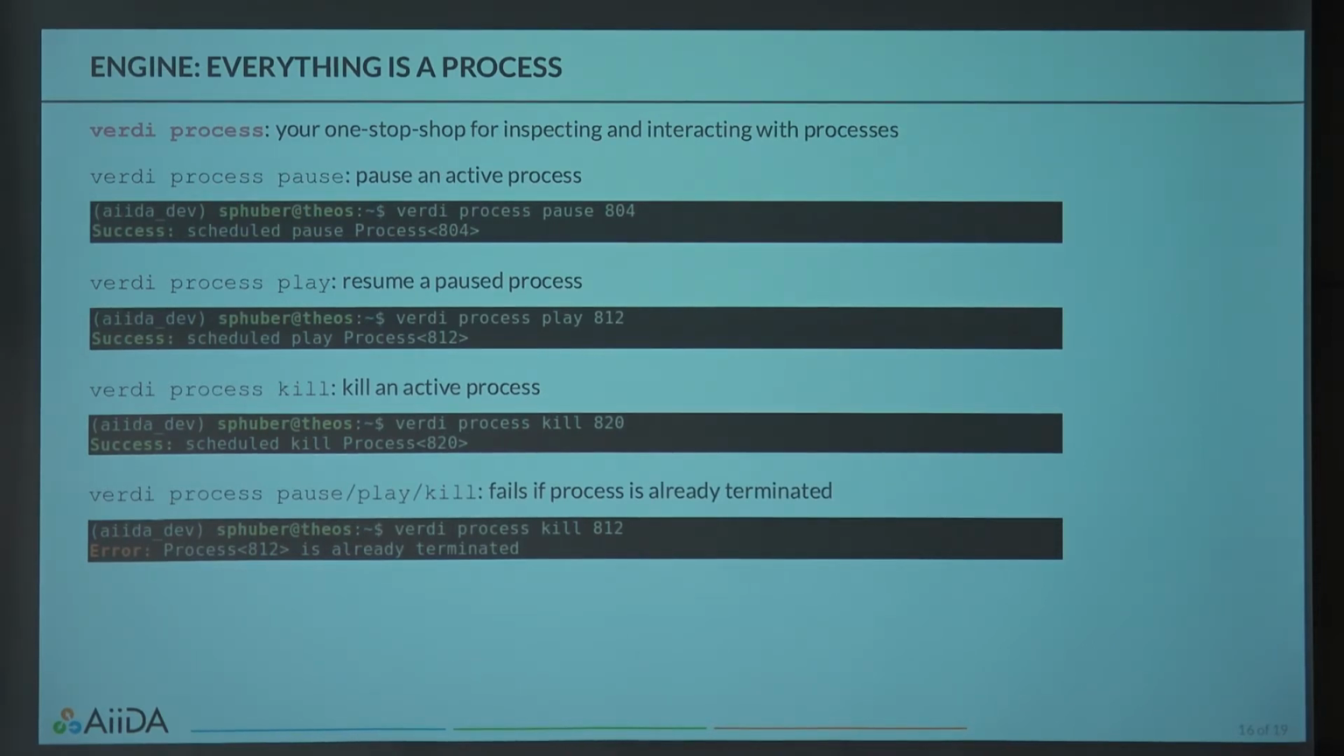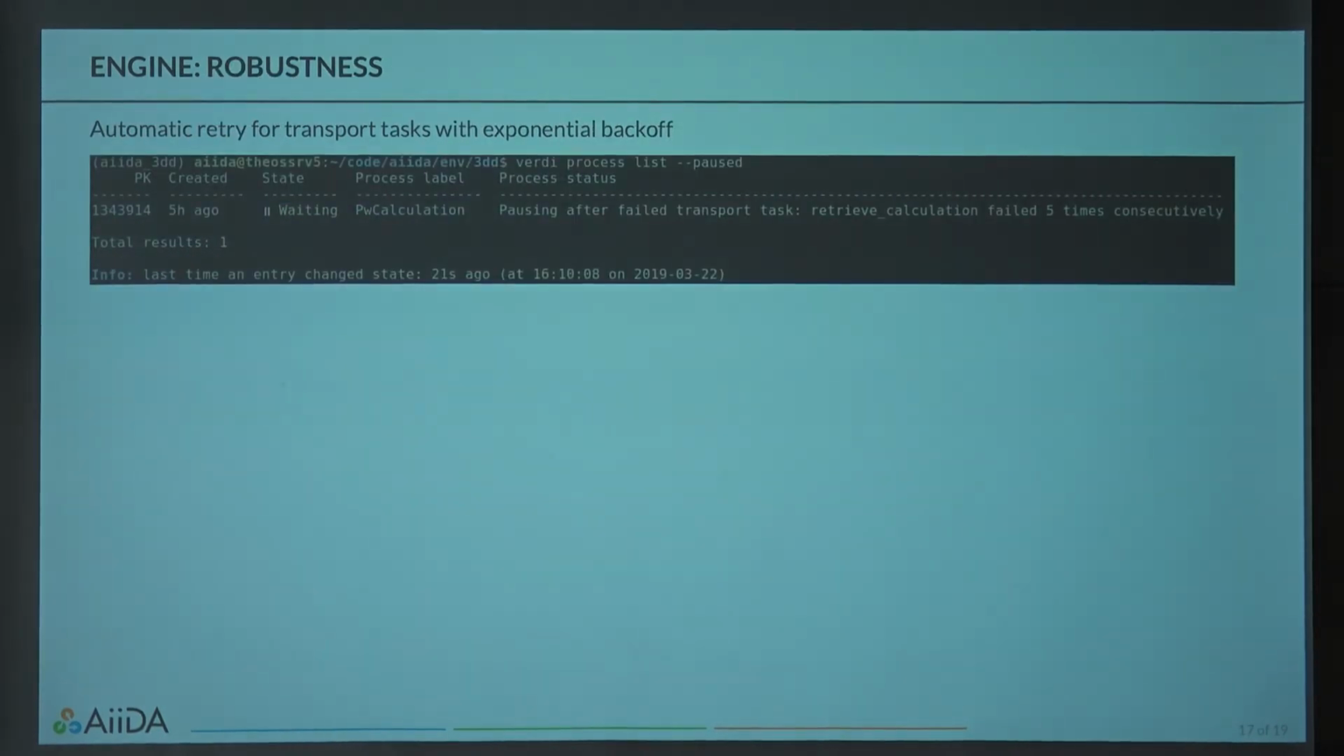Now, why is this pausing? This pausing is not just for you to pause certain things, it's also used by the engine itself. One big improvement that we had over the old engine is, imagine you have these job calculations that run on a scheduler. They need to submit the calculation to the remote over SSH, query the scheduler to get its status, and retrieve all the files when it's done. During any of these processes, the connection can die. Your machine can lose internet. The cluster can go down for scheduled maintenance.